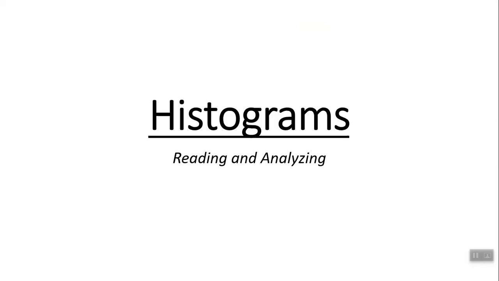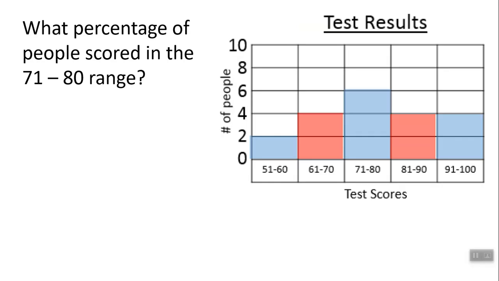Histograms, reading and analyzing. This is going to be going on the assumption that you already know how to make histograms. This is just how to read histograms. So here we go. We've got a picture of a histogram here, and it says what percentage of people scored in the 71 to 80 range. Well, we've got to make sure we look at our individual columns here, and then we look at 71 to 80, and that's going to be right in here, this middle column.